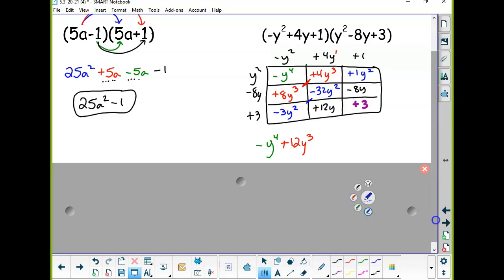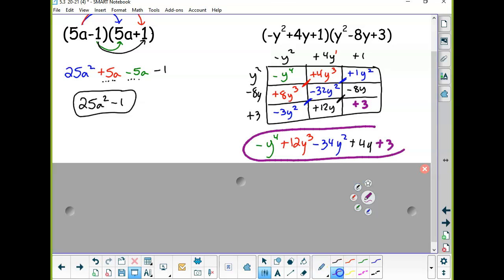And then you're going to take your blue terms, which are also like terms. You get negative 35 plus 1, which is negative 34y squared. And then I've got my terms written in black, which is 4y. And then we've got our constant term, that is 3. Okay.